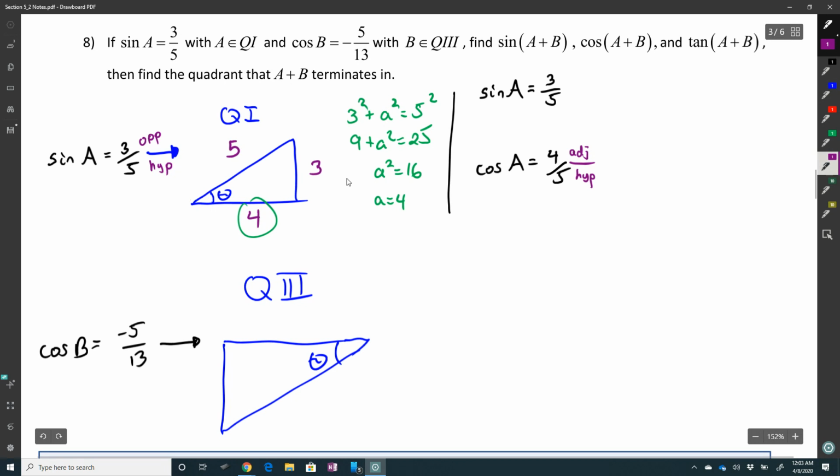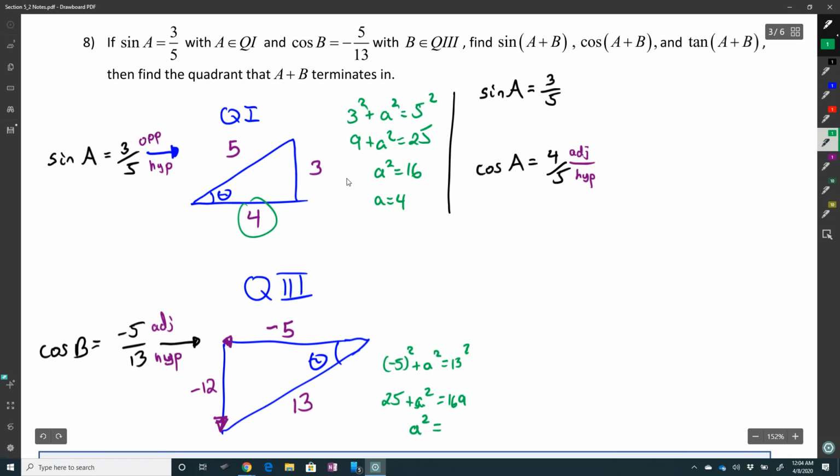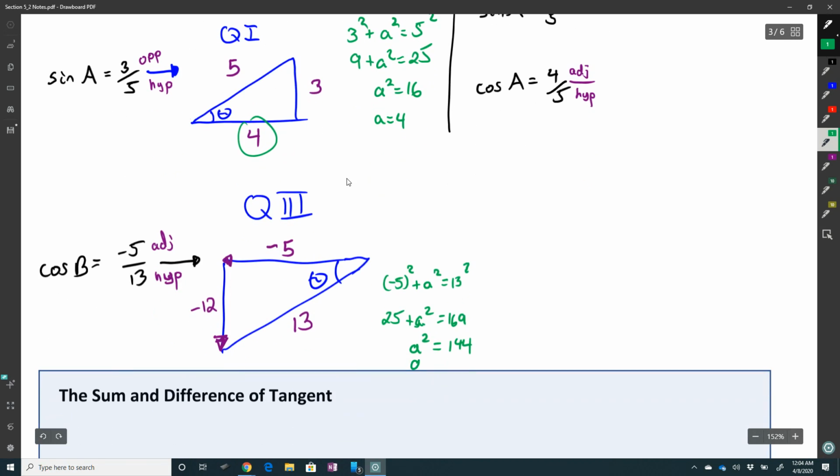Okay, cosine is adjacent over hypotenuse. The hypotenuse is always positive. So this will be negative 5 because we're going to the left, and this is 13. And so this triangle is a 5, 12, 13 triangle. So this answer should be negative 12. But again, if you wanted to do the math, you would say negative 5 squared plus A squared equals 13 squared. 25 plus A squared equals 169. A squared is equal to 144. And that gives you that A is equal to 12.